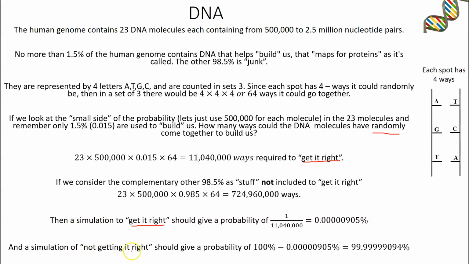What's then the probability of not getting it right? Well, it's 100% minus that. They're complementary events. The probability of not getting it right, if it was completely random, would be 99.999, a whole bunch of 9s percent chance of not getting it right if it was put together completely at random. So there's a combination of a lot of our vocabulary here, along with obviously the multiplication rule, 23 chromosomes and 500,000 molecules, and so on and so forth. A lot of multiplication rule.